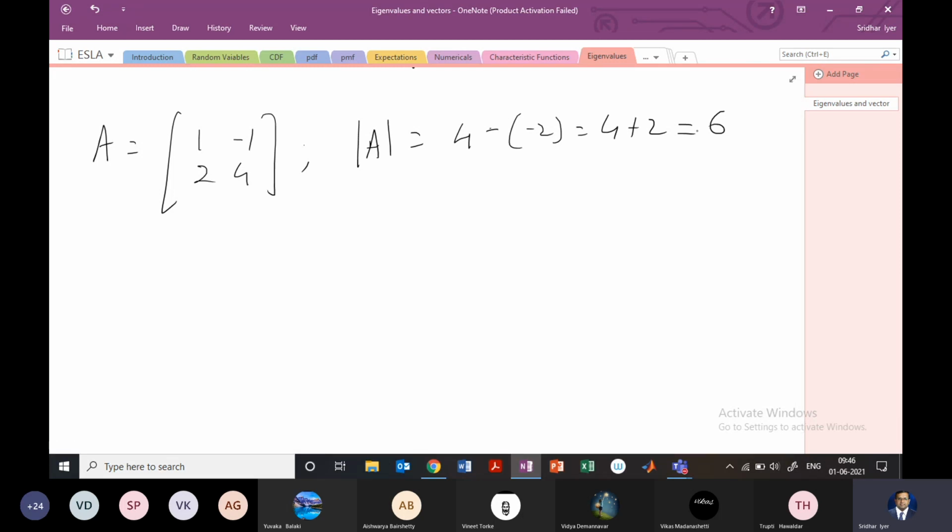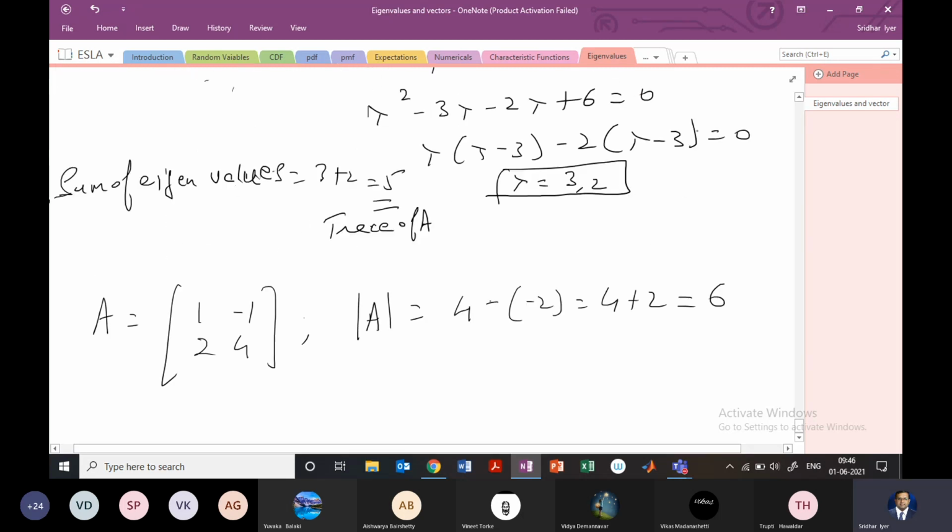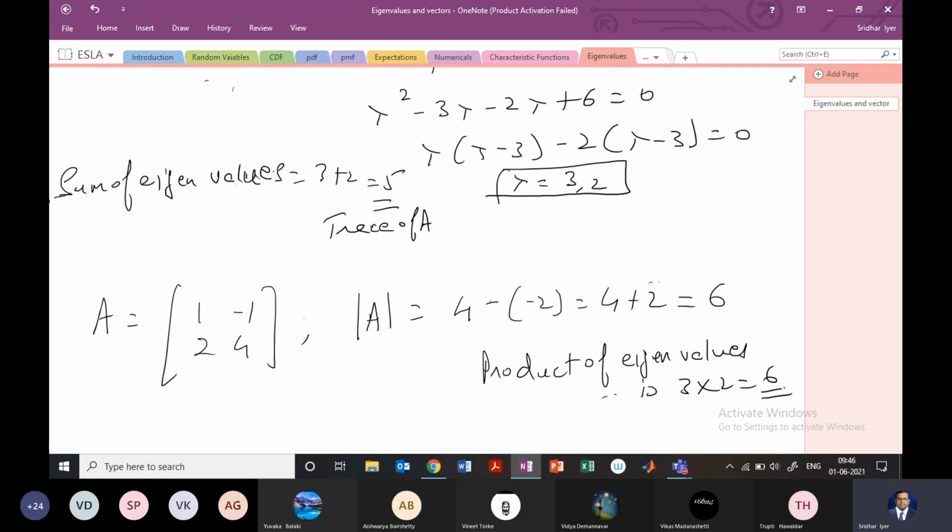Now what it is saying is the product of the eigenvalues, that is 3 and 2. So what is the product there? The product of the eigenvalues is 3 into 2, which is 6, which is equal to the determinant of the given matrix.